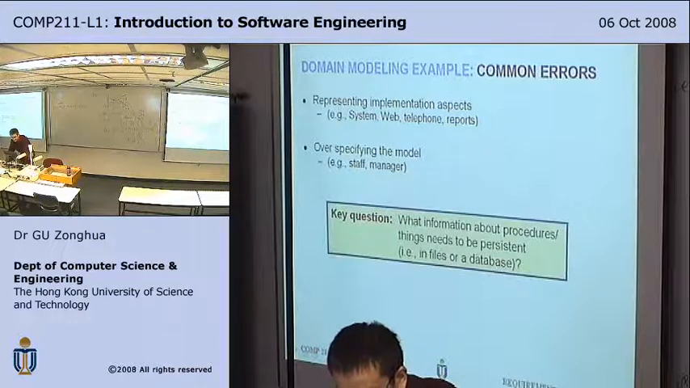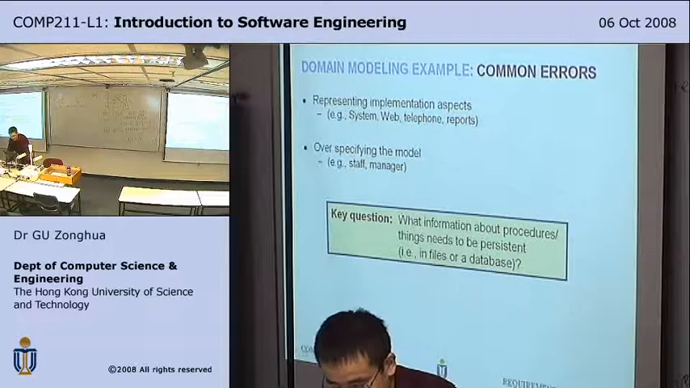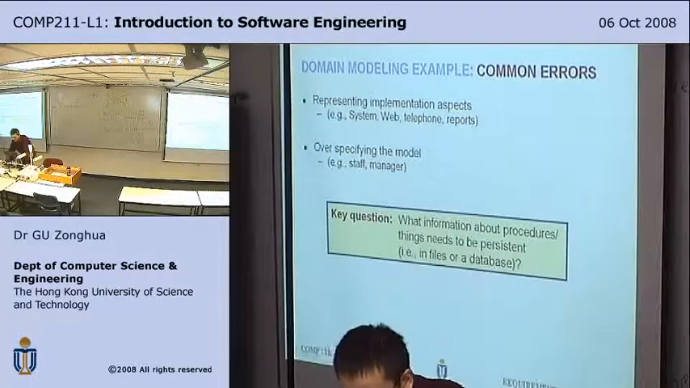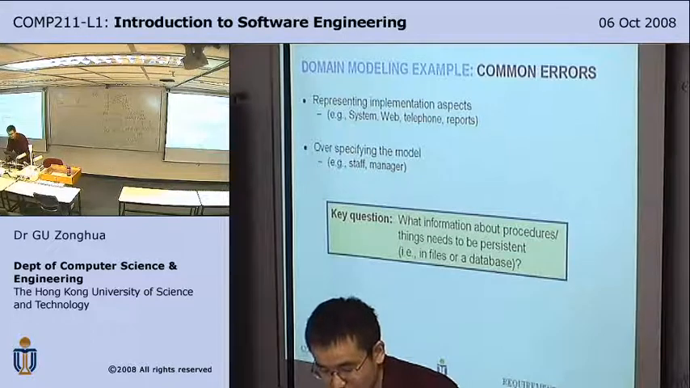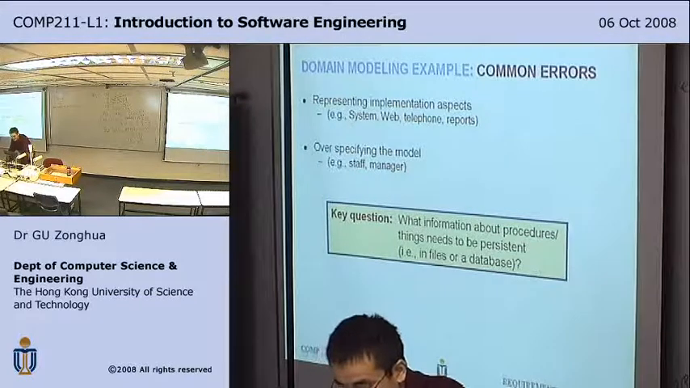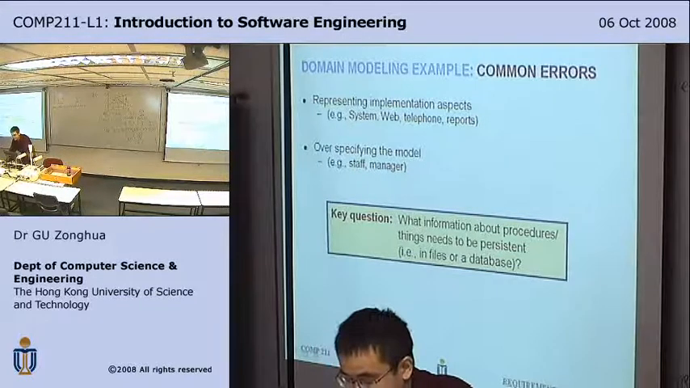So the key question when designing the domain model is what information about procedures, things, need to be persistent, to be stored in a database. Right? If it's a transient operation that does not need to be saved in the database, then you do not put it into the domain model.